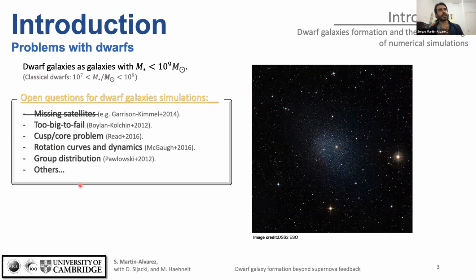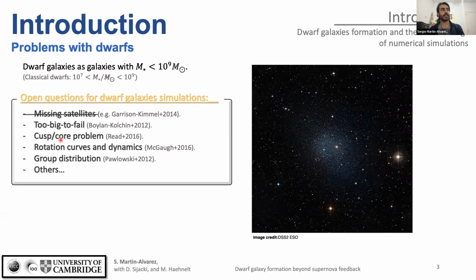Dwarf galaxies just being everything with stellar masses below 10^9. And in particular, for this talk, I'm going to be talking about this classical dwarf that is in between 10^7 and 10^9 solar masses. Dwarf galaxies are particularly important because when you go to our cosmological model, many of the challenges that we face nowadays are actually based on small scales, and in particular, the local universe, right? Many of these problems could be missing satellites, the cusp-core problem, or too big to fail, just on the rotation curve form of things.